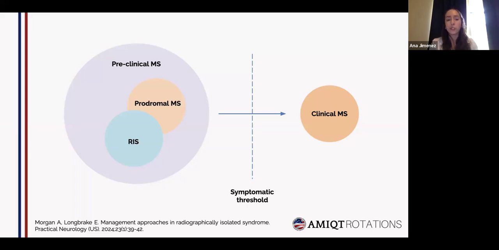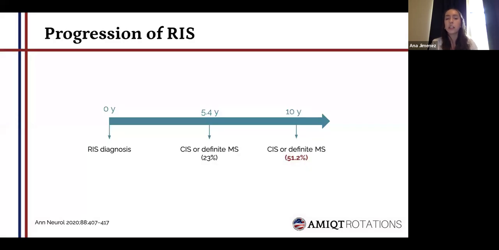Some of them are going to stay there forever and are not going to progress into a clinical MS, or they can progress radiologically but not clinically. Specifically, it has been shown that over a follow-up of 10 years, around 51% of patients with RIS progress into a clinically isolated syndrome, which is a first clinical attack of demyelination, or they fulfill the criteria for definite multiple sclerosis. So it's around half of patients that are going to progress.